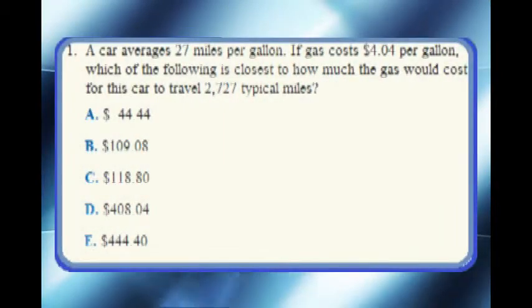Our problem reads, a car averages 27 miles per gallon. If gas cost $4.04 per gallon, which of the following is closest to how much the gas would cost for this car to travel 2,727 typical miles?